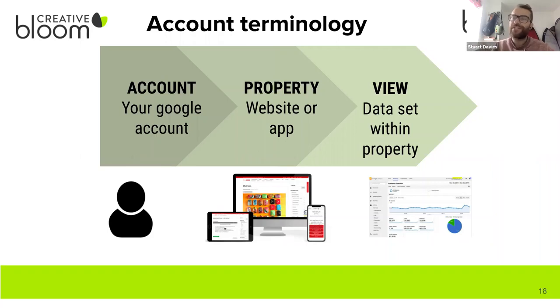A view is just a different way that we might change a data set. Without jumping into too much jargon, we can change the configuration of our reports. We can include or exclude certain data, move things around a little bit, and set different reporting goals or conversions, which I'm going to talk about later, within the view. So it's a way for us to have different views of our websites, and I'll explain how it all fits together when I jump into the platform overview.